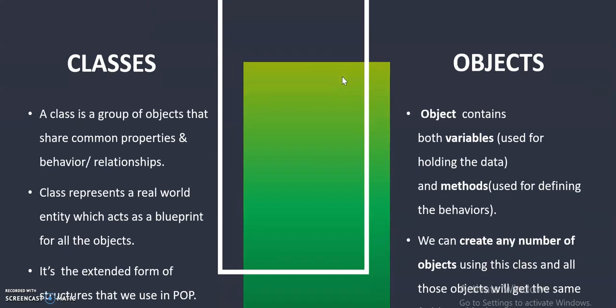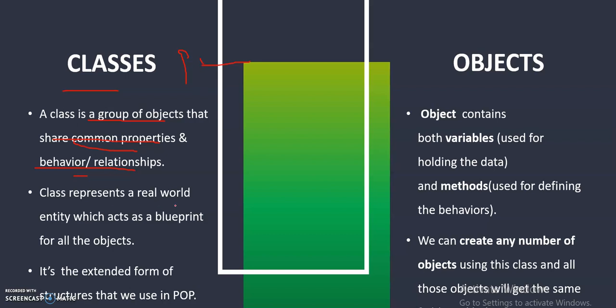So here, a class is a group of objects that share common properties and behavior. Here we have a group of objects that share common properties and behavior. Like we define variables in the class. So when we create objects for that class, each and every object shares the same properties like a single object. Okay.